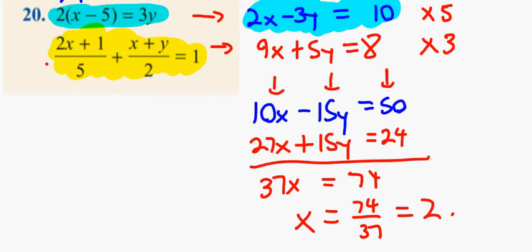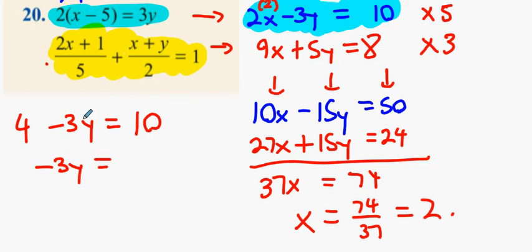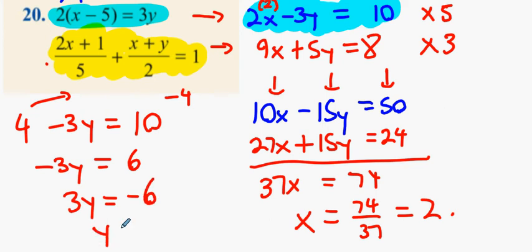So 2 times 2? 4. So it's going to be 4 take away 3y equals 10. Minus 3y will equal what, guys? And I bring the 4 over the other side. 6. 10 take away 4, which is 6. Multiply both sides by minus 1. Reverse the signs and divide by 3. And you get minus 2.